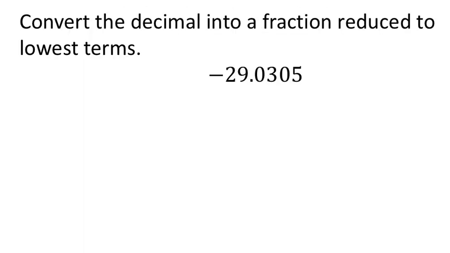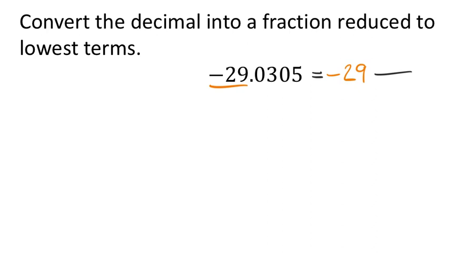So to start out here, we've got that negative 29 and 305 10,000ths. Once again, I'm going to change this to a mixed number. I know it says a fraction, but we can qualify that as a mixed number. The negative 29 is just the whole part of the number. Any numbers to the left of the decimal, we'll just write out as the whole part of the mixed number. So I've got negative 29, and then we're going to have some kind of fraction over here.